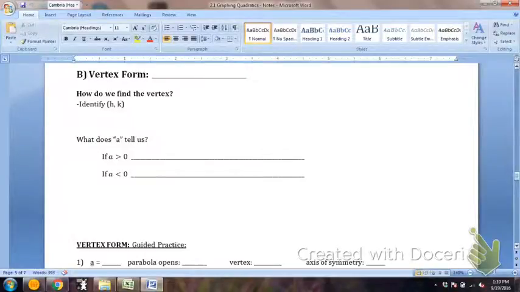Okay, the second half of 2.1 deals with vertex form. So recall on Thursday, we had standard form. Does anybody remember what standard form is? For a quadratic equation, that's correct.